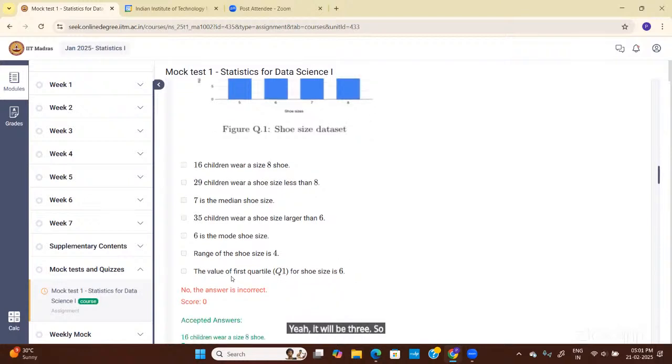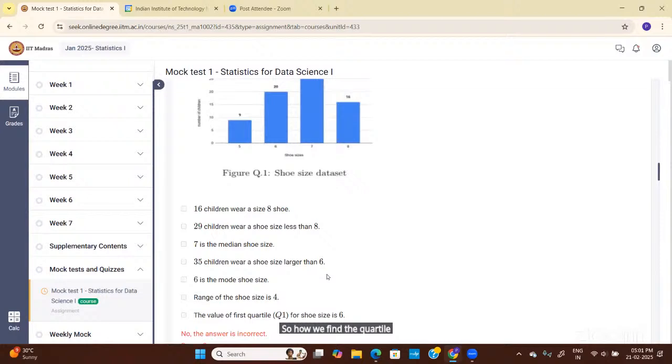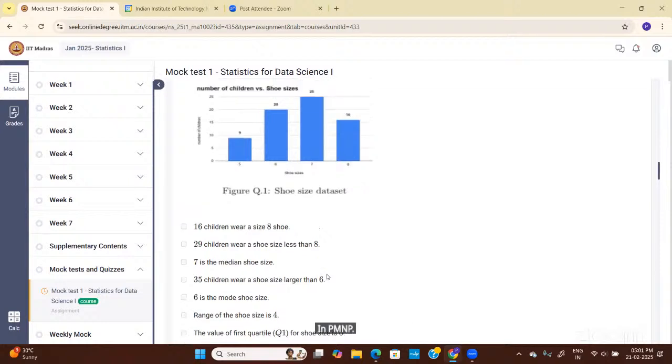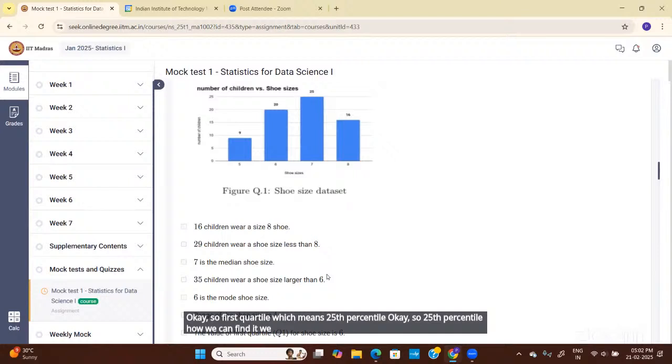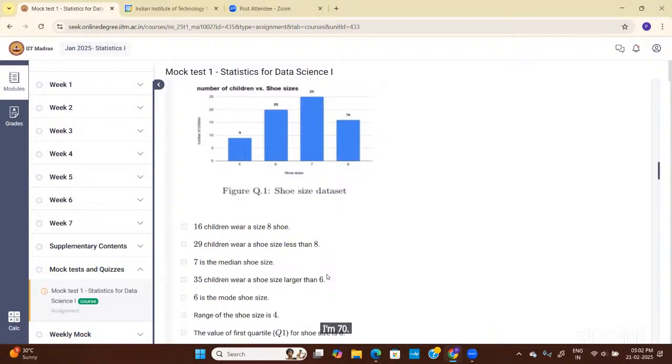Next is the value of the first quartile Q1 of the shoe size is 6. How do we find the quartile? First quartile means the 25th percentile. How can we find it? We have to find the value of nP, where n is the total number of observations, which is 70 here. So it is 70 into 0.25.